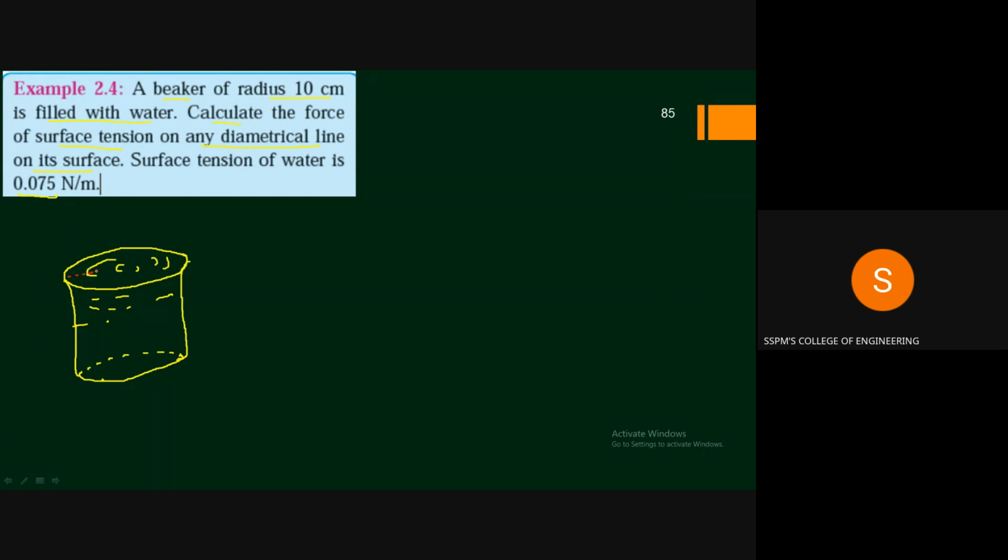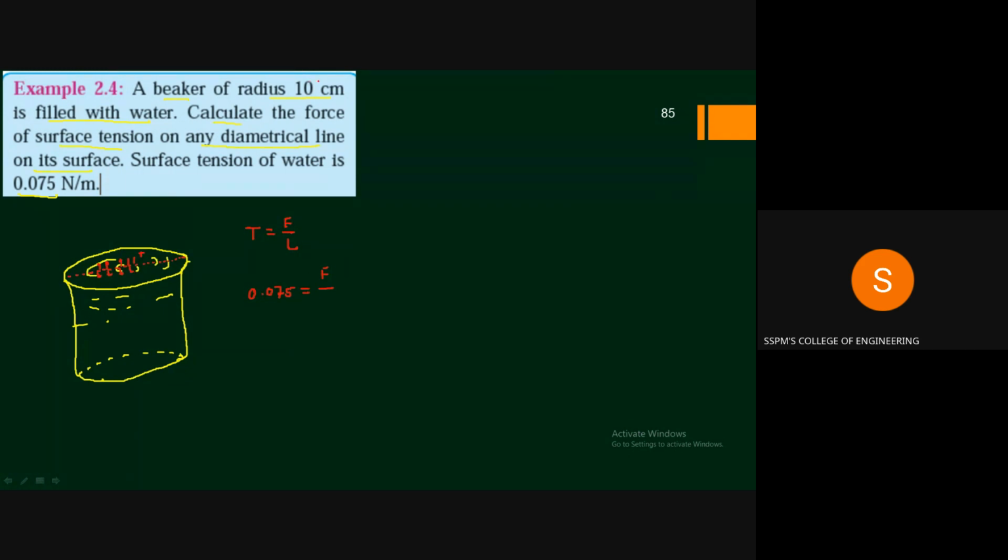So consider this is the diametrical line on the surface of the water. There will be surface tension acting on this line like this. So this is T. So we can write the equation T is equal to force per unit length. T is given, this value is 0.075. We are interested in the force value, so we have to find out the force divided by length. So length will be nothing but the diameter.